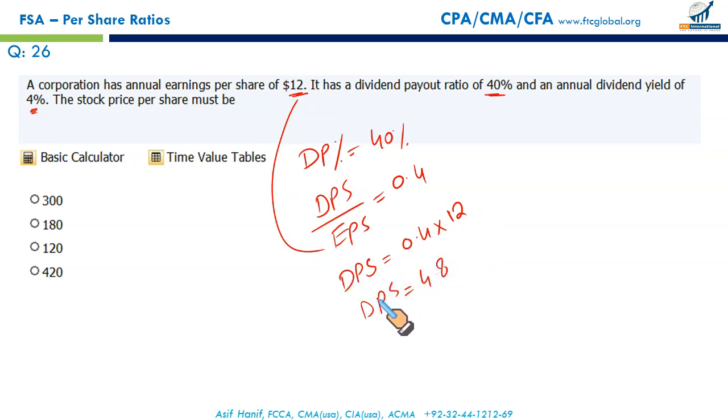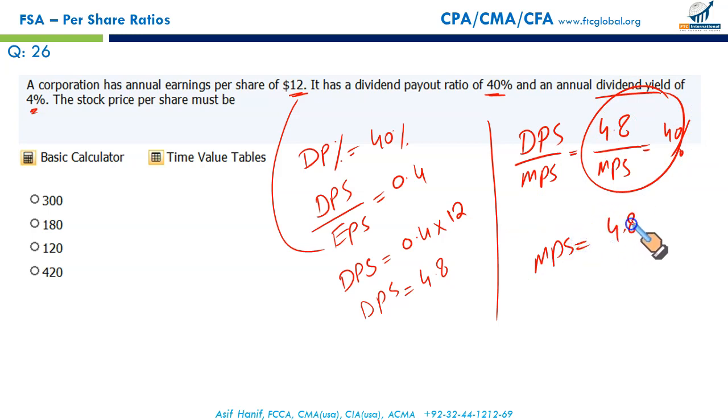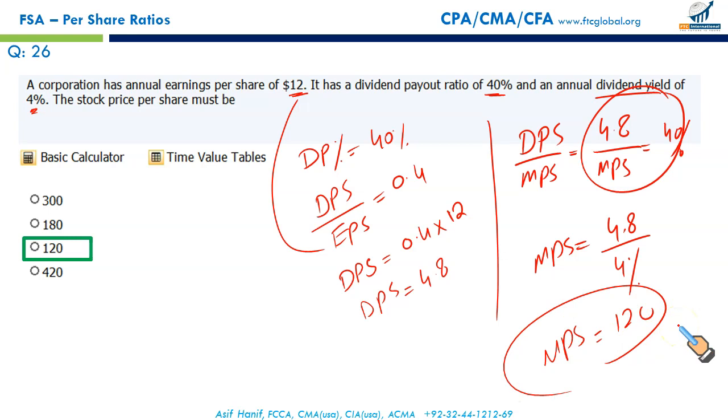All right. The next step is to calculate your dividend yield. Dividend yield is the dividend per share upon the market price per share. Dividend per share is 4.8 and the market price per share is something that we have to calculate. We have been given the dividend yield as 4%. So you just need to make market price per share the subject of this arrangement. MPS is equal to $4.8 divided by 4%. So the market price should be $120, and that makes C the correct option.